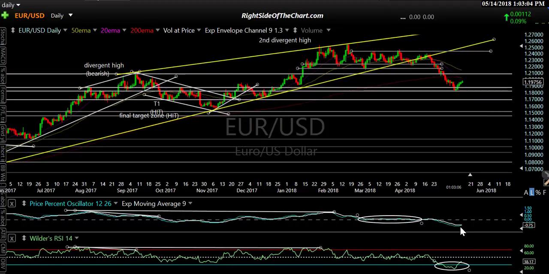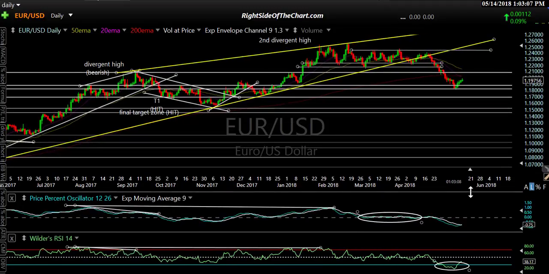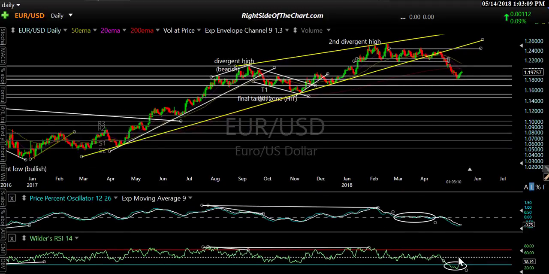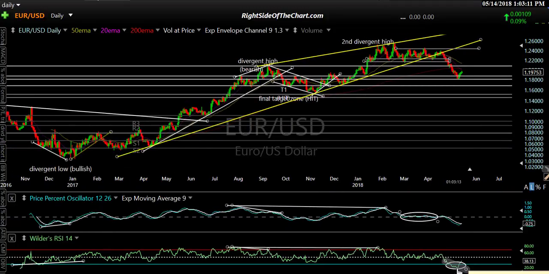We have what looks like a pending bullish cross on the PPO down here, and again we're coming off the most oversold levels that we've seen on the euro going back to just before this low in late 2016, early 2017, that culminated with divergence. We had a divergent low following that extreme oversold reading. So that's the outlook for the euro.